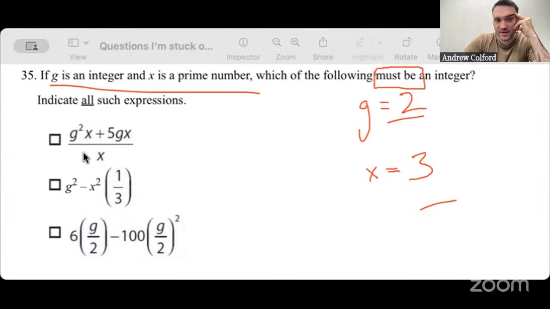Times 3 is 6, right? Plus 5 times 6, that's 30, divided by 3. Sure enough, that's an integer. 30 divided by 3 is an integer. Okay.